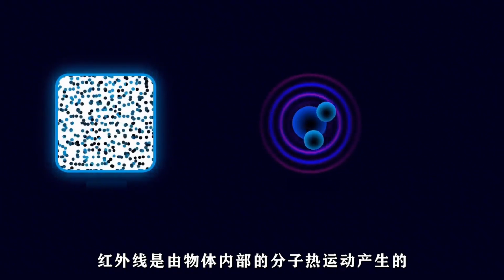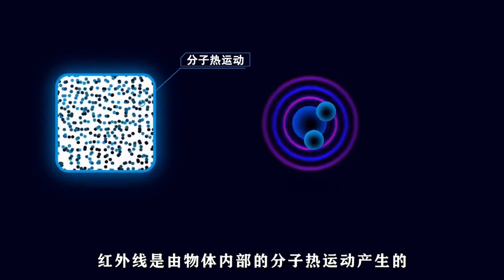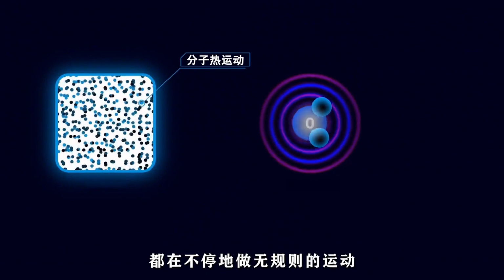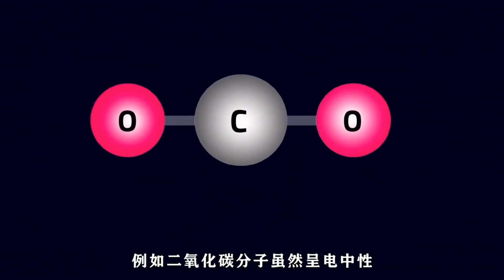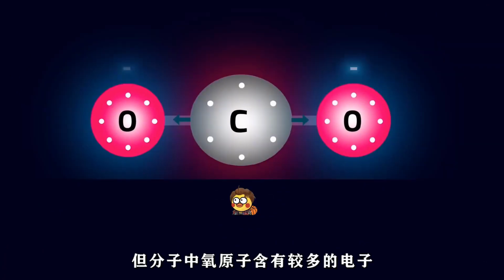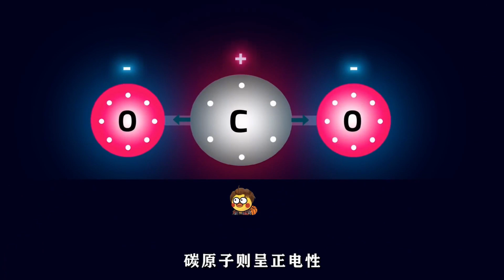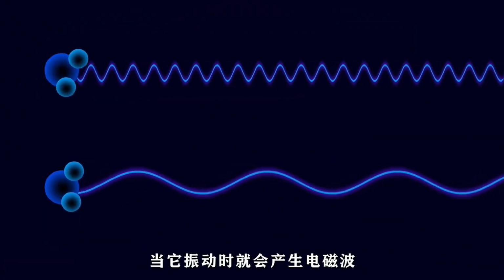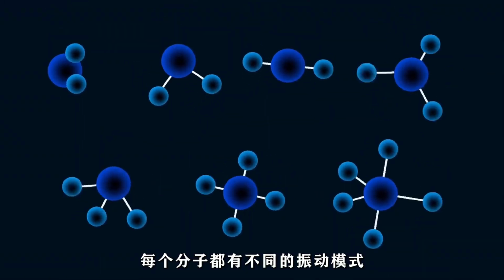Infrared radiation is generated by the thermal motion of molecules inside an object. All microscopic particles are constantly moving in an irregular manner. For example, although the carbon dioxide molecule is electrically neutral, the oxygen atom in the molecule contains more electrons. Oxygen atoms are negatively charged, while carbon atoms are positively charged. When it vibrates, it generates electromagnetic waves. Each molecule has a different vibration mode.